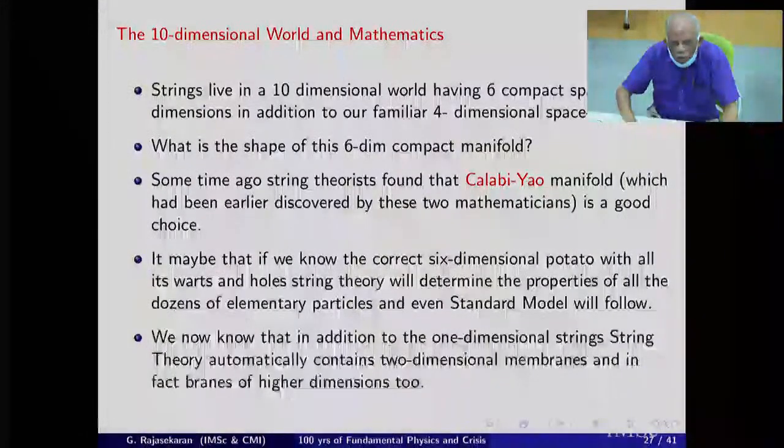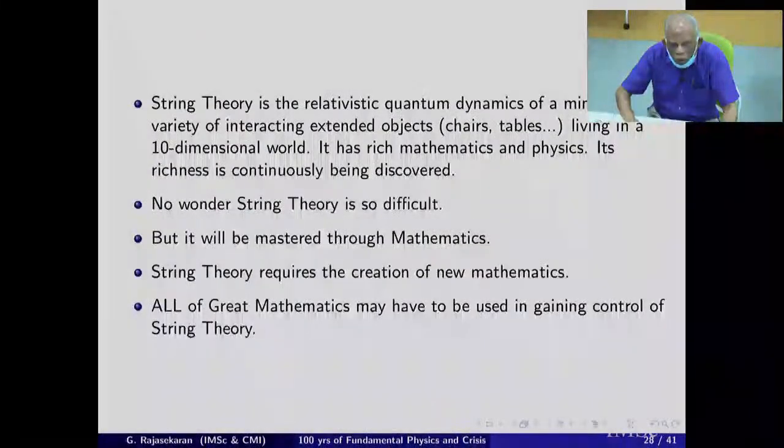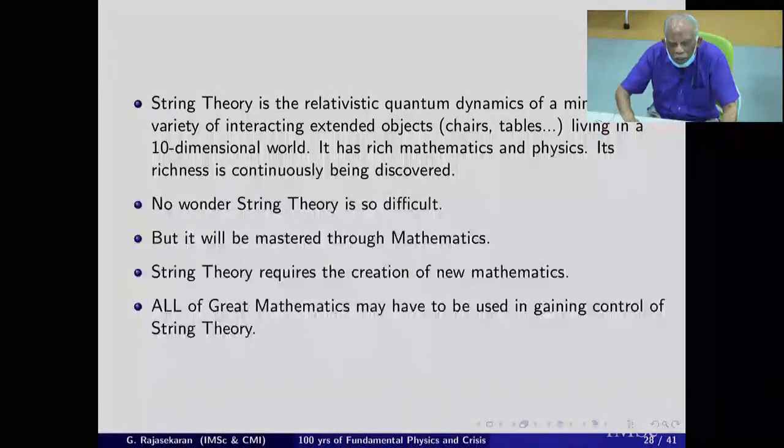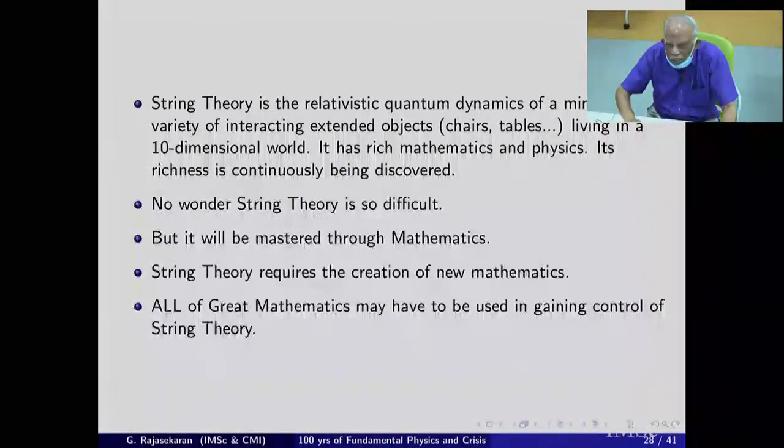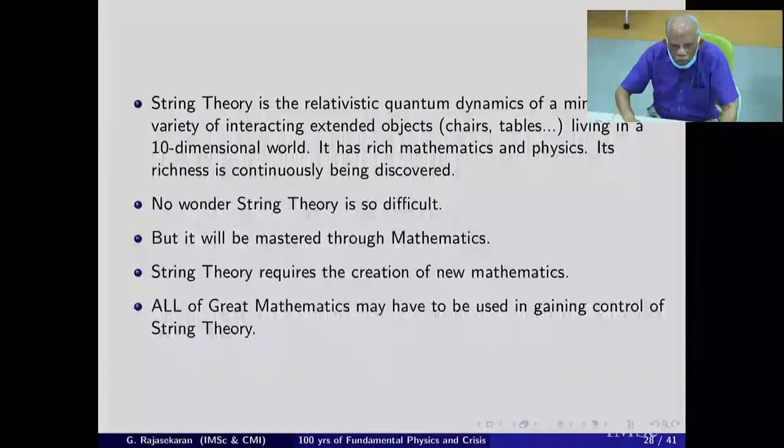So string theory is the relativistic quantum dynamics of a mind-boggling variety of interacting extended objects, chairs, tables, planets, everything living in a 10-dimensional world. Remember, it has to be relativistic and quantum mechanical. It is rich mathematics and physics. It is that richness which is being continually discovered. No wonder string theory is so difficult and so many physicists have shied away from it.